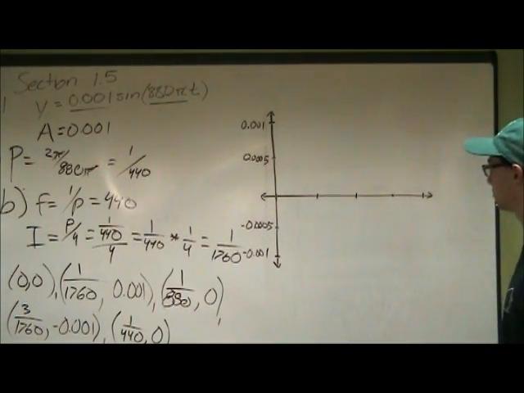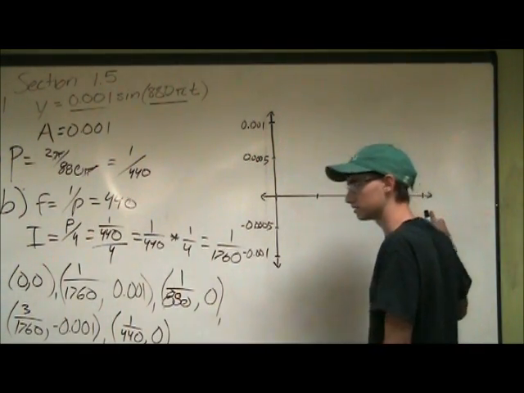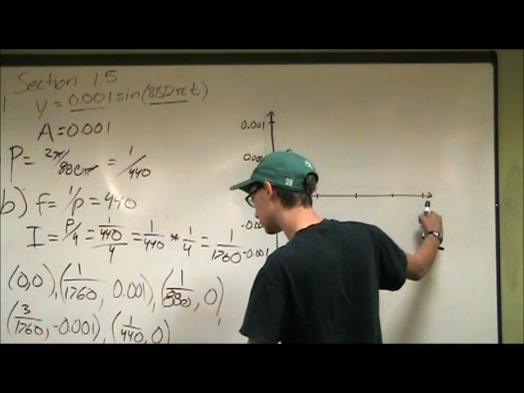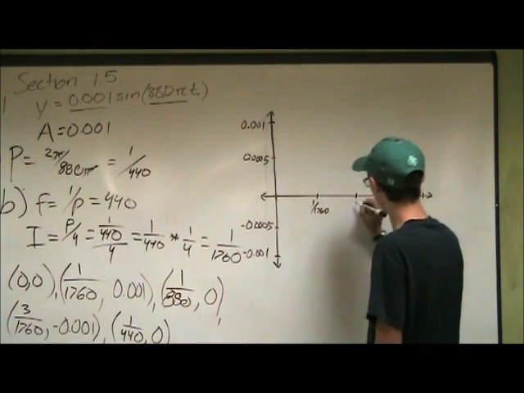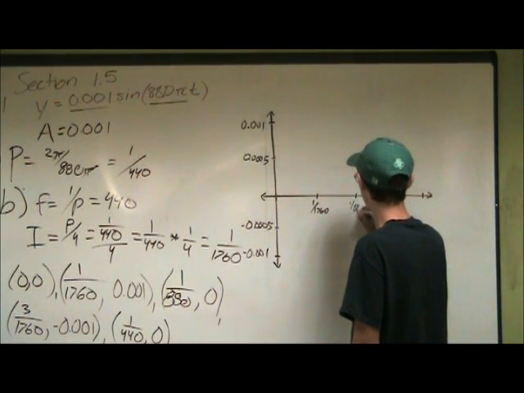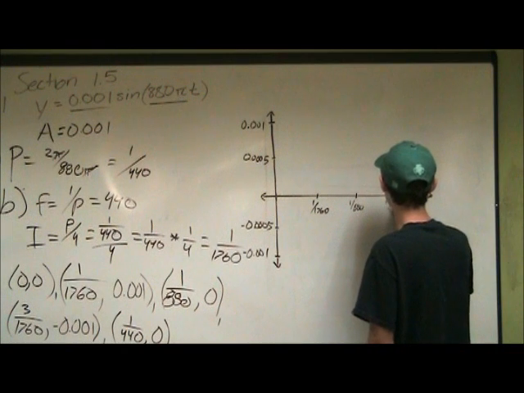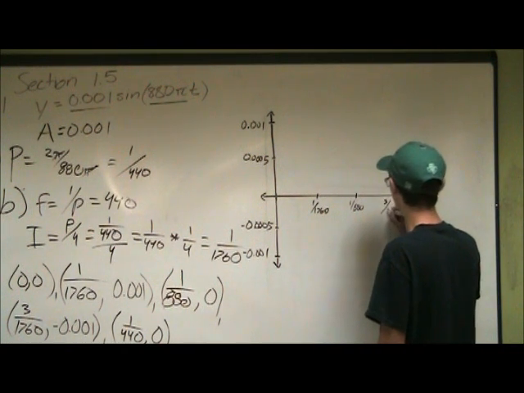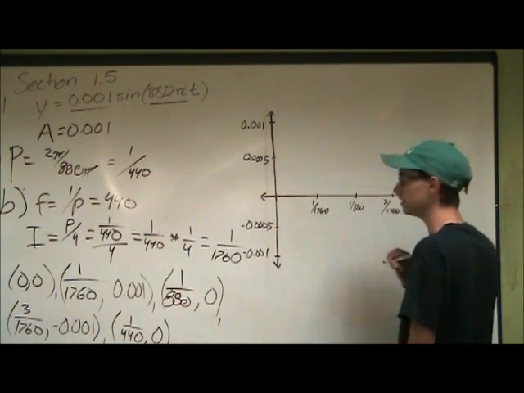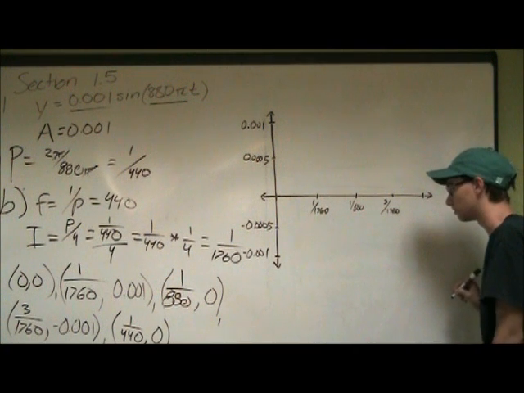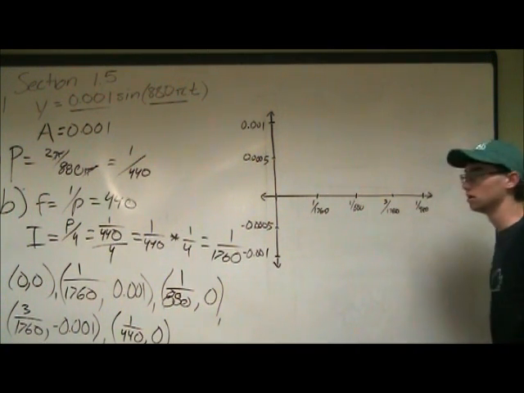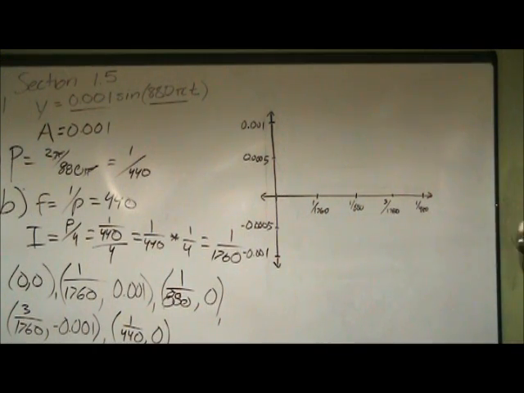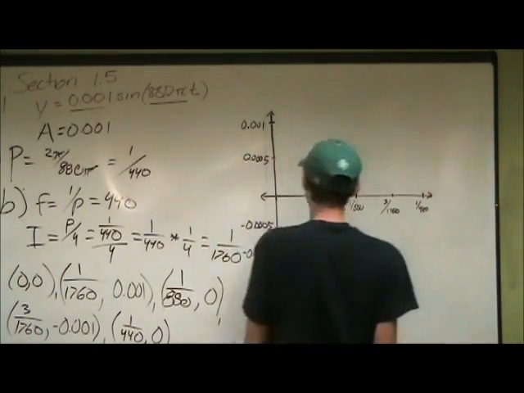So, now let's do our key points. For the x-axis, we have 1 over 1760. We have 1 over 880. We have 3 over 1760. And for our last part is the period, 1 over 440. So, that's my x-axis. We can start graphing.